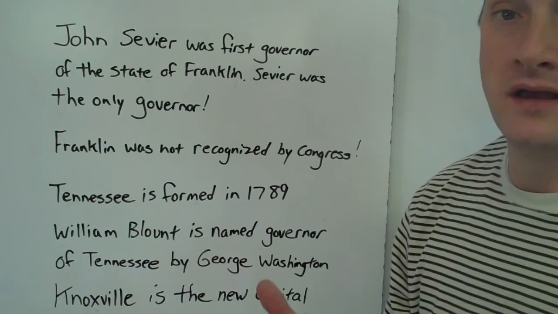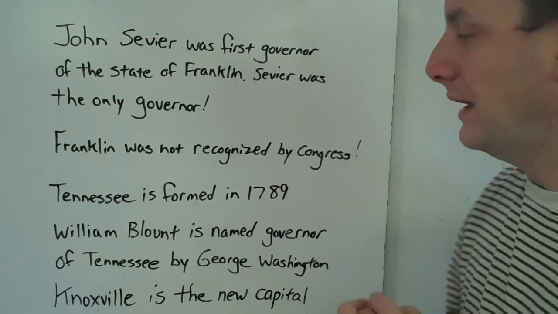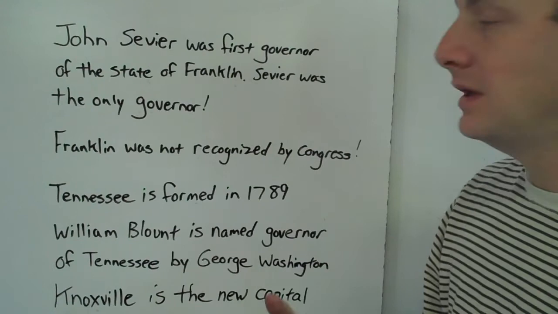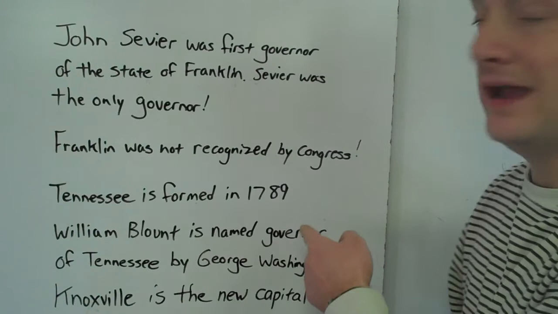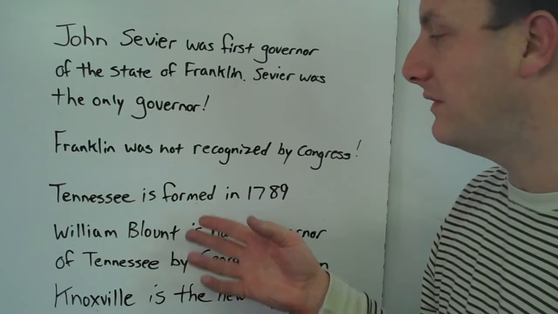All right, so John Sevier was first governor of the state of Franklin. Sevier was the only governor. Franklin was not recognized by Congress. All right, so this area that was known as the state of Franklin by the local people actually goes back to North Carolina. Now, in 1789, Tennessee is formed. This area that is East Tennessee, or that we referred to earlier as the state of Franklin, tries again to become a state, and they are recognized as a state in 1789.